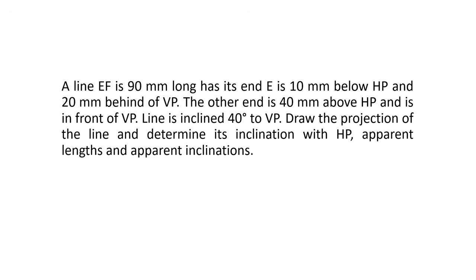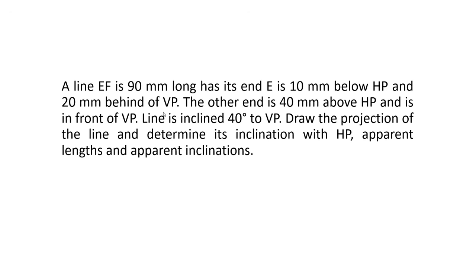The question is, a line EF is 90 mm long, has its end E 10 mm below horizontal plane and 20 mm behind vertical plane. The other end is 40 mm above horizontal plane and is in front of vertical plane. Line is inclined 40 degrees to vertical plane. Also, draw the projection of the line and determine its inclination with horizontal plane, apparent length and apparent inclinations.